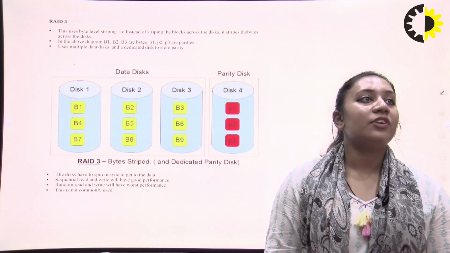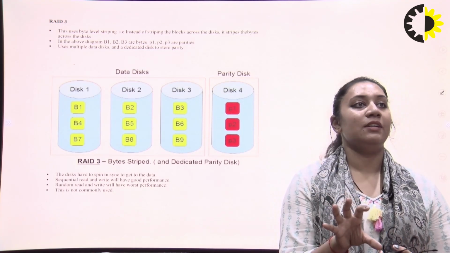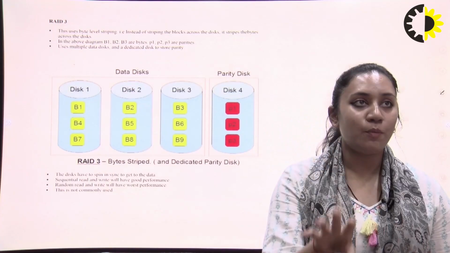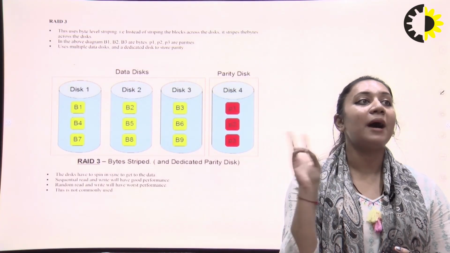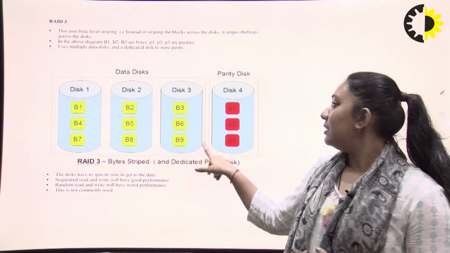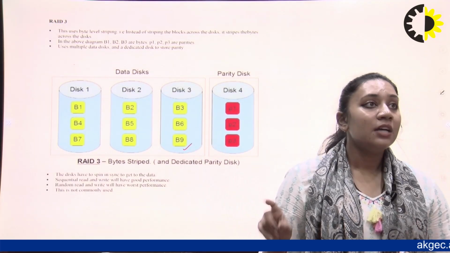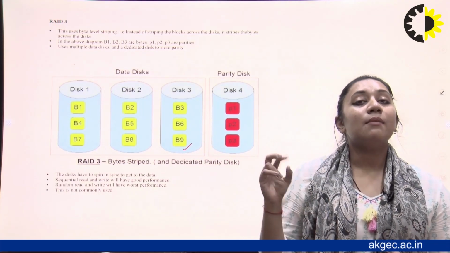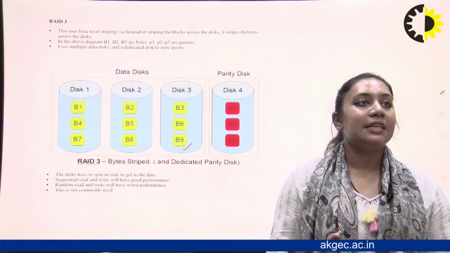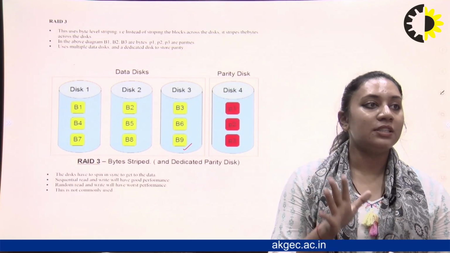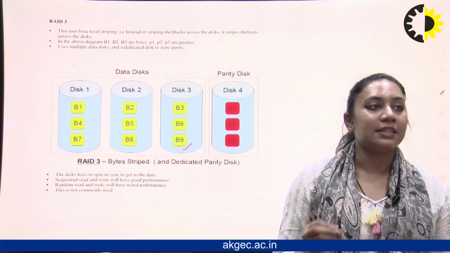Next we talk about RAID 3, which uses byte level striping. Instead of striping each block across the disks, we use the byte level, right? All data can be taken in byte level form. So it uses multiple data disks and a dedicated disk to store parity. So the disks have to spin in sync to get the data.